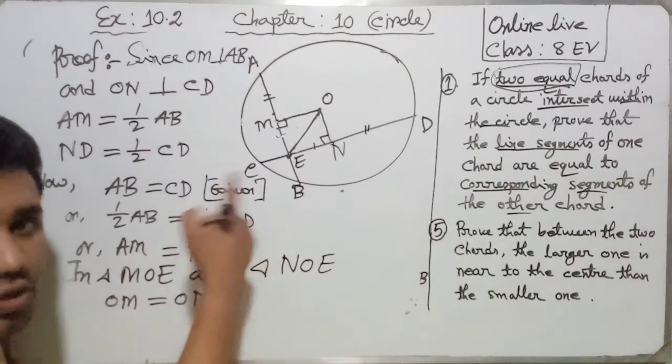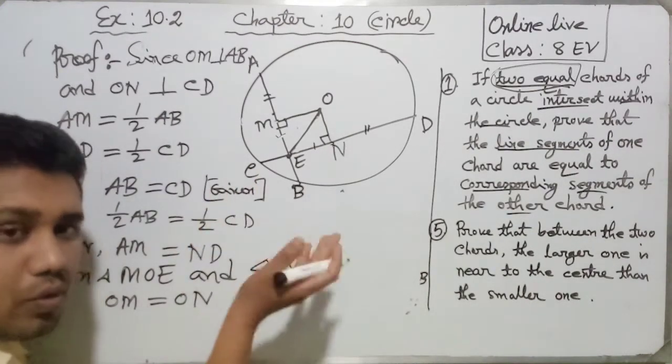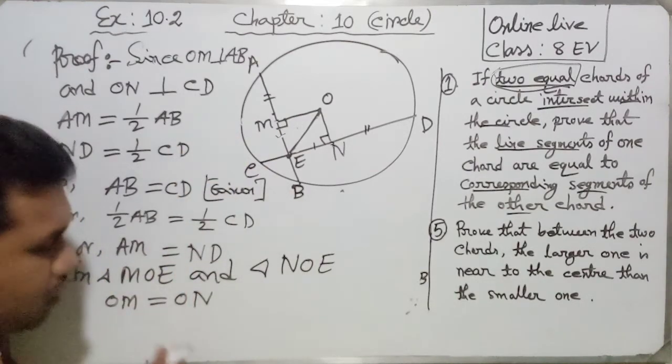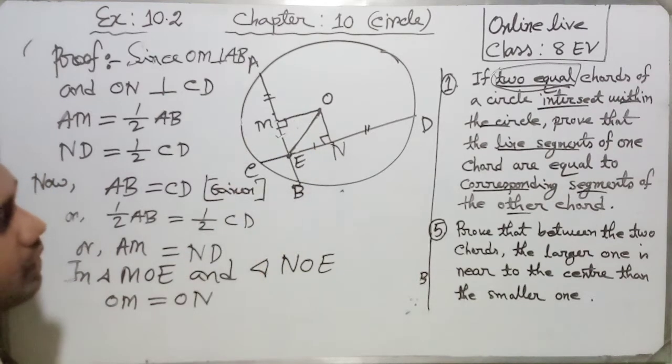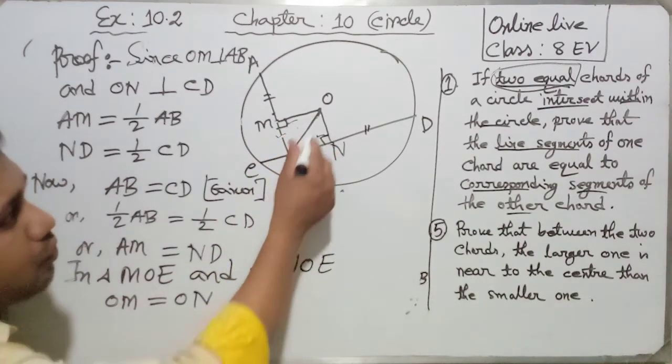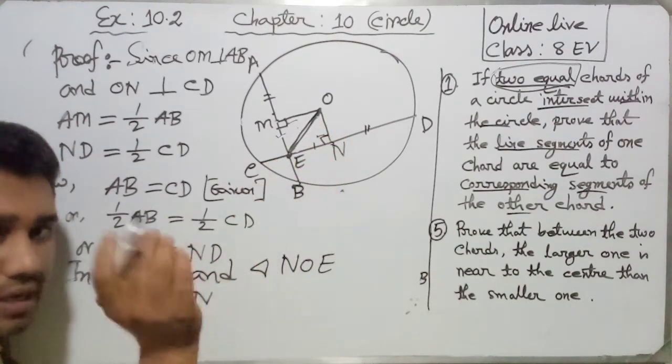Why? Because these two chords are equal, and we know when chords are equal, their distance from the center will be equal. So OM equals ON. And now we can write, this is 90 degrees, this is 90 degrees. So if we look at this and this, the hypotenuse is enough.